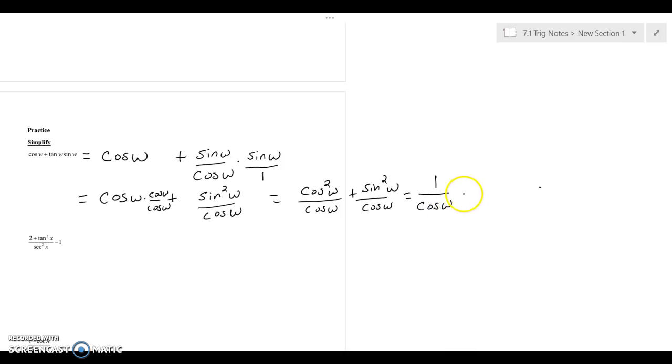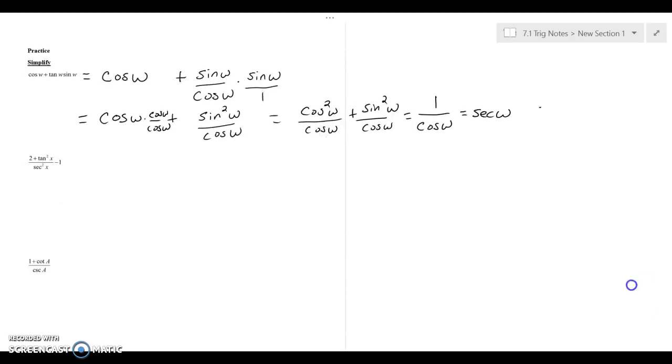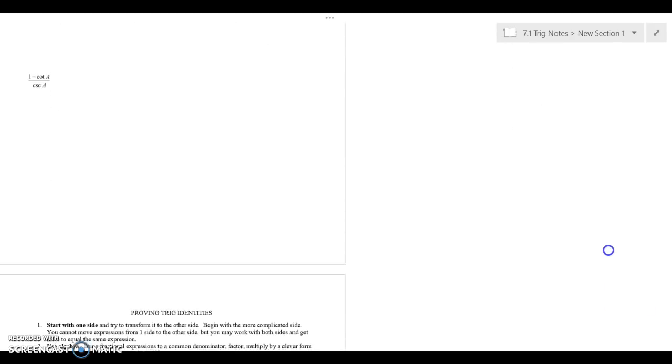And we know from our reciprocal identities that 1 over the cosine is equal to the secant. And we are now done. Let's move on to the next page. Remember, try the next two examples and check them on the notes.